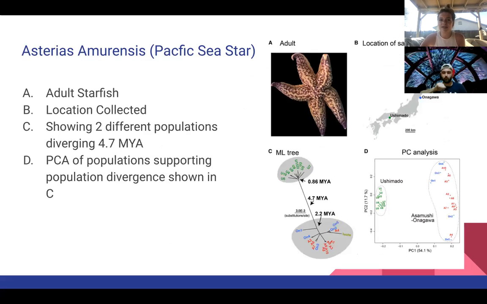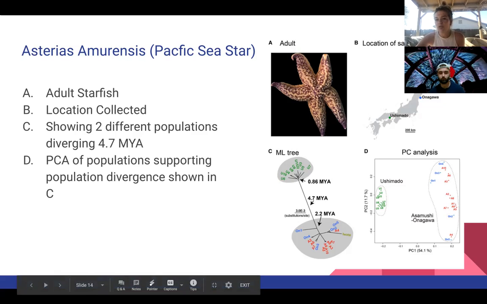So the main findings was the Pacific sea star. The A is going to be the adult starfish. The B is going to be the location where the samples were collected, so obviously in the Japanese islands. And then the Pacific sea star showed a divergence of 2 species at 4.7 million years ago. And then the letter D shows how the population supports the tree of 4.7 million years ago and those 2 specific species.